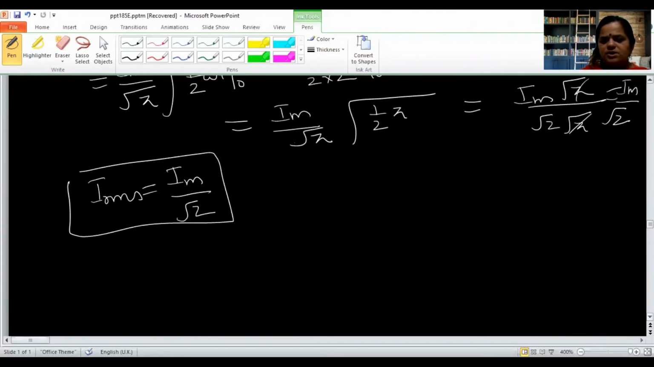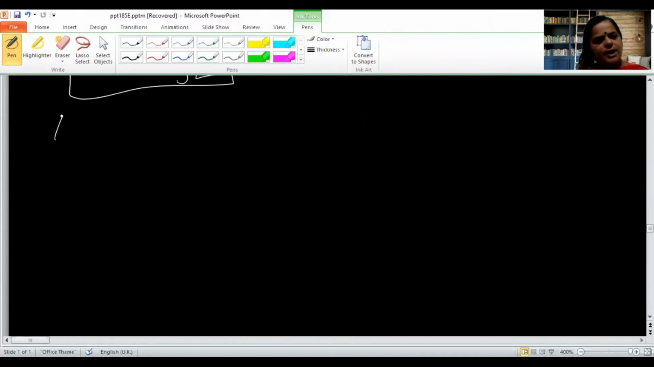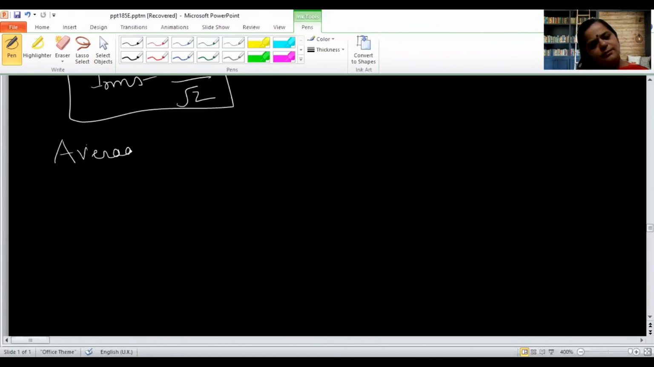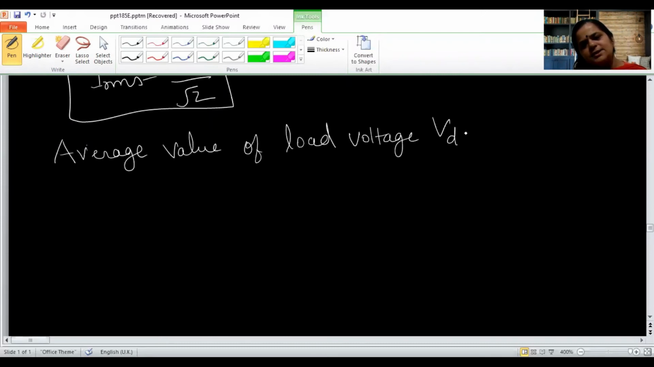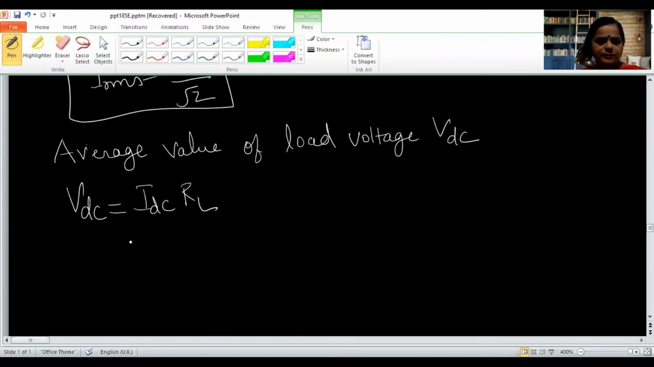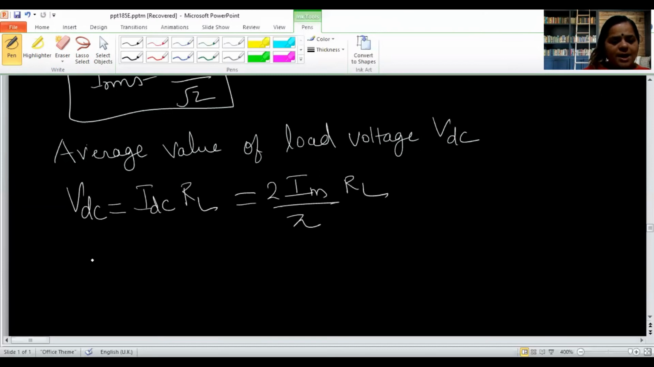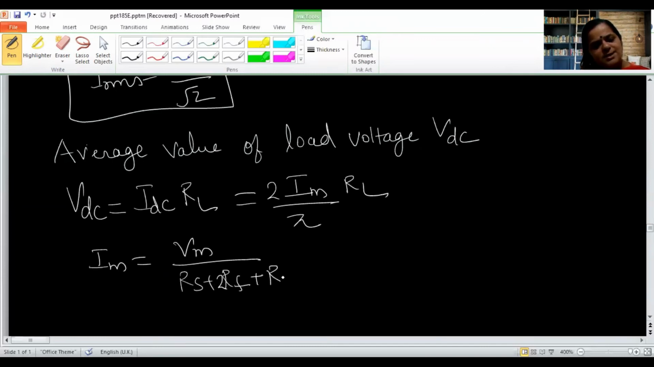Now the third thing which we are interested in is the average value of load voltage, that is VDC. So VDC, that we can write as IDC into RL. Now we know what IDC is. IDC we have already calculated as 2Im upon pi, into RL. Now Im I can write as Vm upon Rs plus 2Rf plus RL.